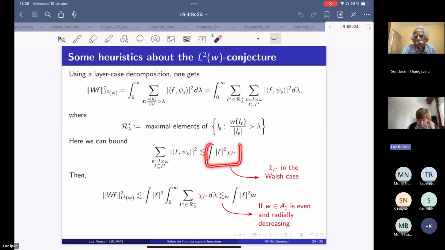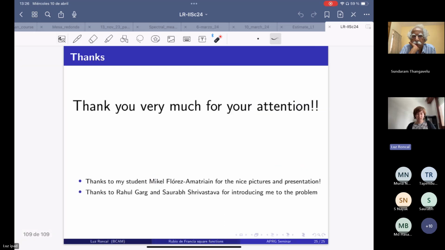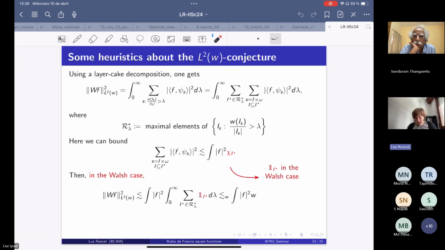So in this case, put here I star, you can deduce immediately that this is bounded by the weight. Just by the definition of layer cake. So, yeah, this is all. These are all the results.